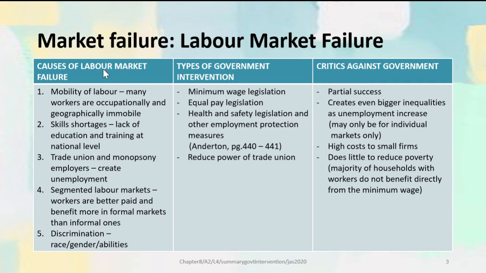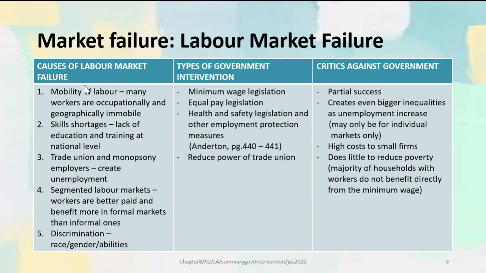So the first one that you will see here is the market failure relating to labor market. If you notice, there are three columns that I put over here. The first one is causes of labor market failure. I merely summarize this so that you are able to pick the points. The second column is types of government intervention that we have actually explained very thoroughly and via your presentation as well. And at the end, we are going to evaluate how effective the government policy would be. So this is the flow of this lecture.